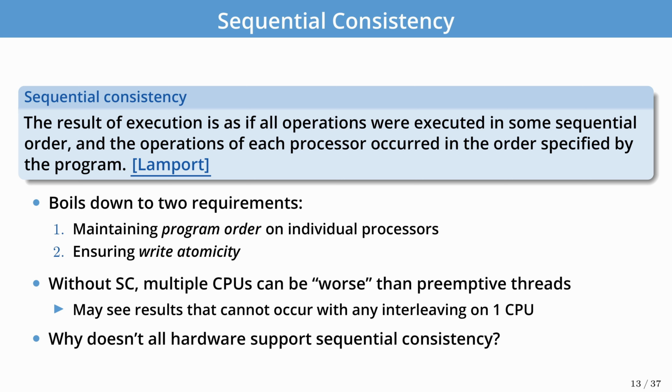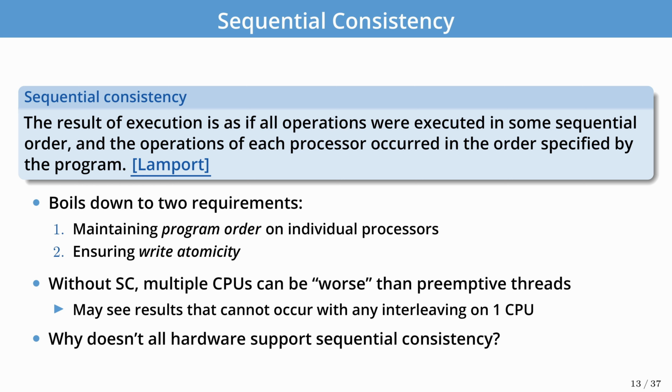It turns out that most hardware doesn't provide the first guarantee. It doesn't ensure that things are in program order. And second, some hardware, some embedded processors specifically, don't ensure write atomicity. Without sequential consistency, when we have multiple CPUs, we can see operations occur that wouldn't be possible with any interleaving of threads on a single CPU. So why is it that hardware doesn't support sequential consistency? This seems insane. How can I reason about my programs?